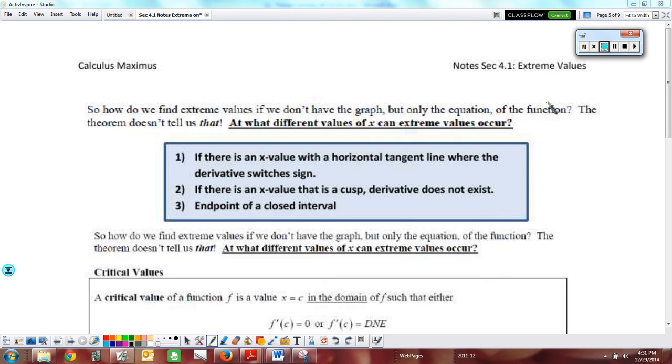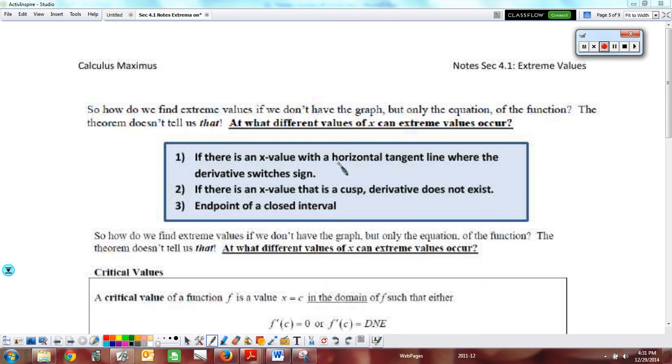So now we're going to look at what if we don't know what the graph looks like, but what we have is the algebraic representation of the function. We have the formula. How can we use the extreme value theorem in order to find these global maxes and global mins that we are guaranteed must exist?